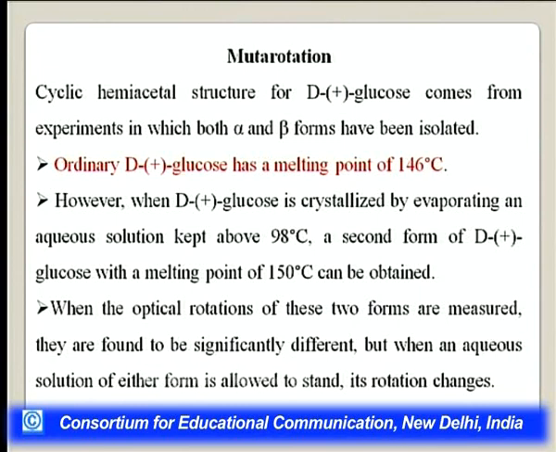Whenever you write the monosaccharide or carbohydrate, you need to write these things. However, as far as mutarotation, when D plus glucose is crystallized by evaporating an aqueous solution kept above 98 degrees Celsius, a second form of D plus glucose with a melting point of 150 degrees Celsius, that is, a form having a different melting point, can be obtained.